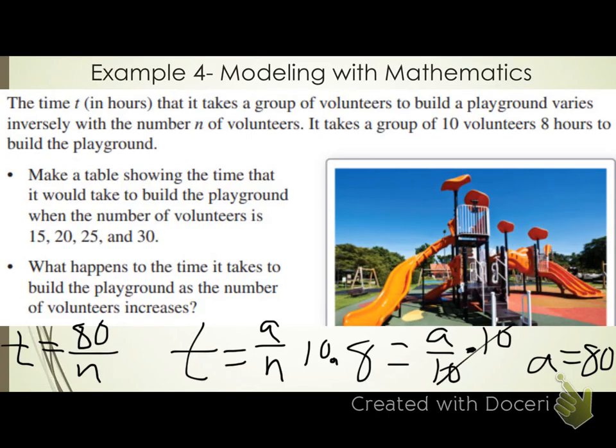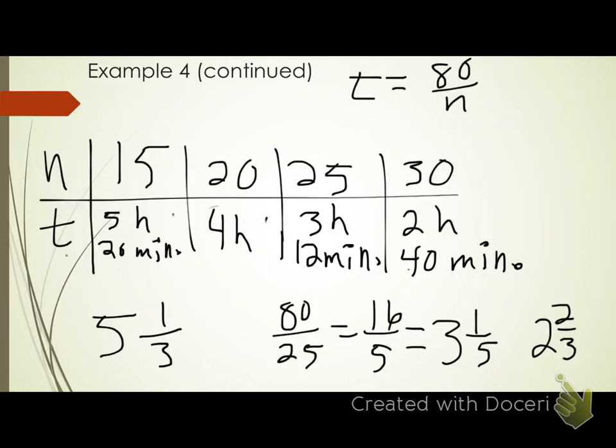I'm going to go back. That's the first bullet point. Make a table showing the time that it would take to build the playground when the number of volunteers is 15, 20, 25, and 30. Now it says what happens to the time it takes to build the playground as the number of volunteers increases. Decreases. Very good. The more volunteers I have, the less time it takes to build the playground, right? So I'd say the time decreases.